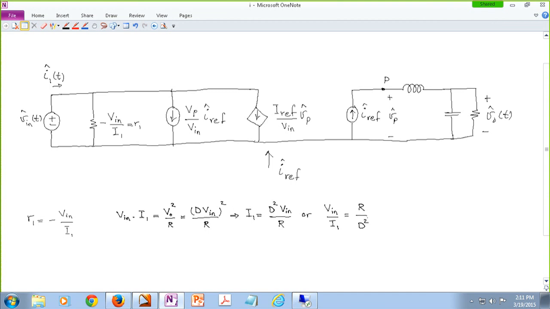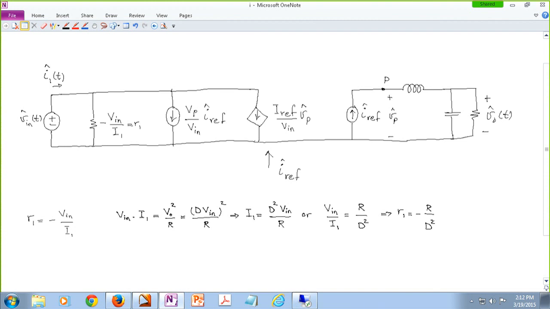Or you can argue that this is the buck converter. Vn over I1 kind of represents the reflected load resistance to the primary side. This is like a transformer. The turns ratio is D. So once this resistor impedance is being reflected to the primary side, there's a D squared involved. All right. So I can argue that R1 is negative R over D squared.